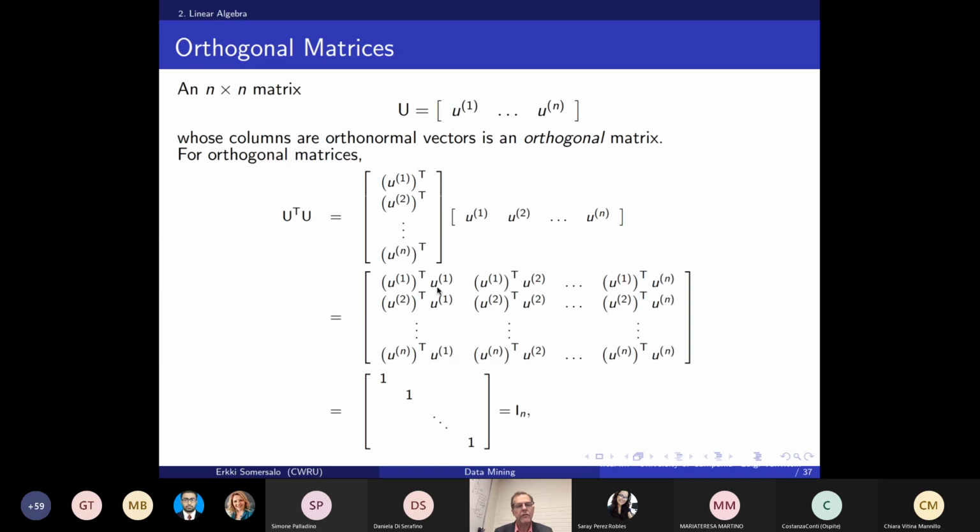And on the diagonal, I have always the inner product of the vector with itself. Now, if these vectors are normalized so that their norm, that is the inner product, is equal to 1, then I have simply 1s on the diagonal. So it means that u transpose u is the identity matrix of size n by n. Or in other words, I can say that the inverse matrix of u is u transpose, because the inverse matrix is characterized by the property that if you multiply the matrix by the inverse, you get the identity. So the inverse of u has to be u transpose. And that's the characterizing property of an orthogonal matrix.